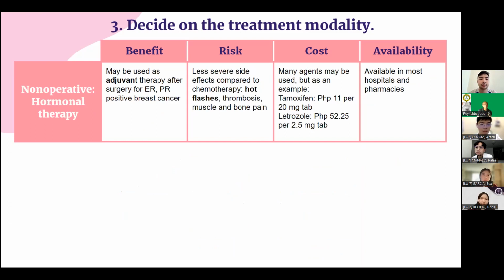So this is also used as adjuvant therapy after surgery, but only for those that are ER/PR or hormone receptor positive breast cancer. It has less severe side effects compared to chemotherapy. The side effects are usually just hot flashes, but there's also a risk of thrombosis and muscle and bone pain. Many agents may be used, but as an example, there is tamoxifen, which is 11 pesos per tablet, and letrozole, which is 52 pesos per tablet. And it's available in most hospitals and pharmacies.